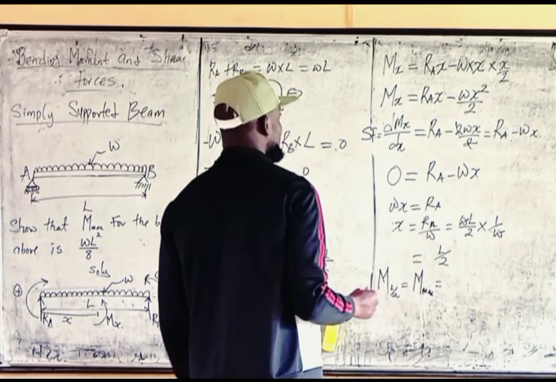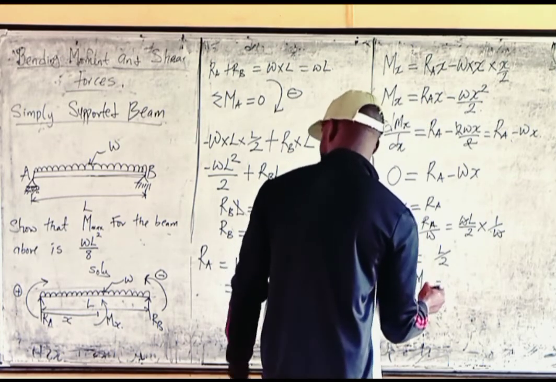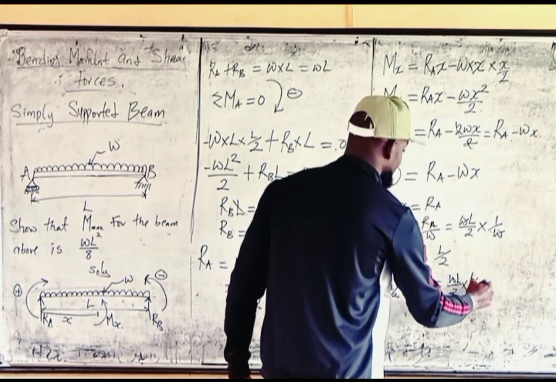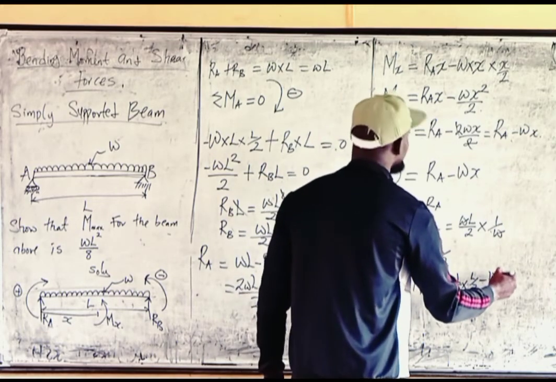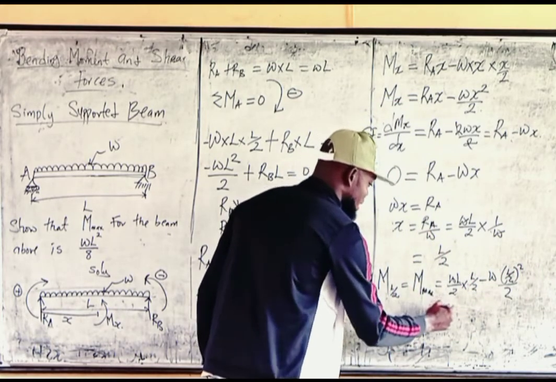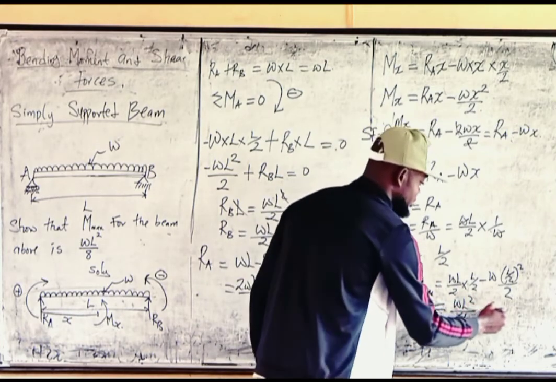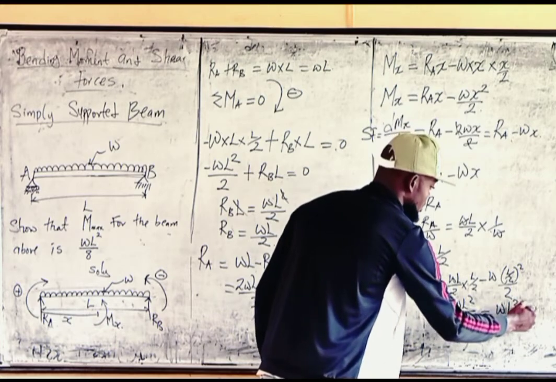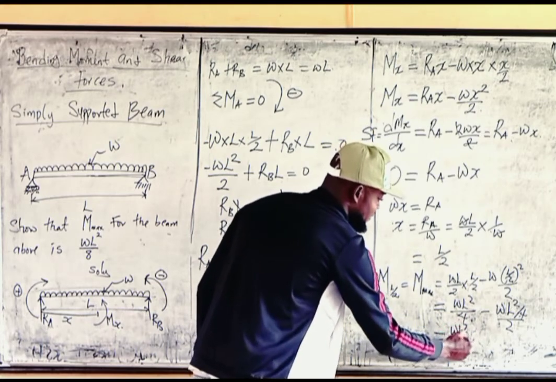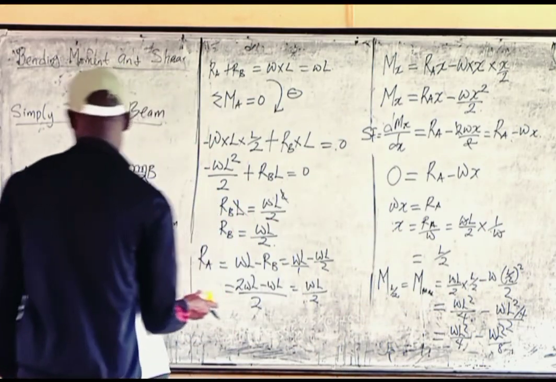So what is the moment at that point? We will have our R_A, which is wL over 2, times x, which is L over 2 for maximum bending moment, minus w times (L over 2) squared over 2. So I'm going to have wL squared over 4 minus wL squared over 4 over 2, which is wL squared over 4 minus wL squared over 8.